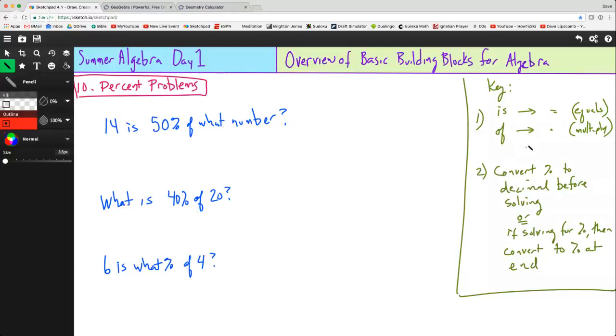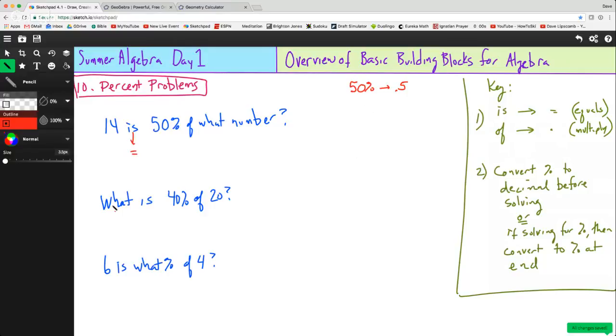But at the same time, before you do anything, the other key is you need to convert percentages to decimals. So remember, to convert a percentage to a decimal, you take the number and you just move the decimal point 2 to the left. So 50% is the same thing as 0.5. Right? If you don't know how to convert decimals to numbers and numbers to decimals, you need to practice that. You need to learn how to do that. Come see me.